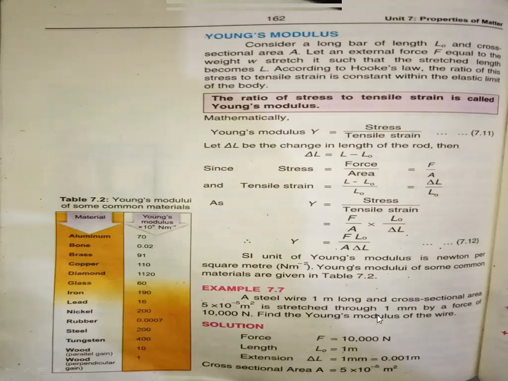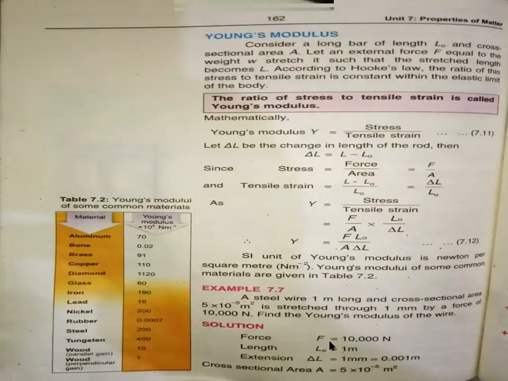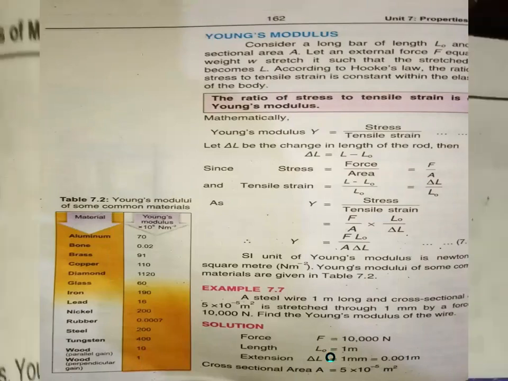Now I'm going to find the Young's modulus, which is capital Y equal to F L naught divided by A delta L. I will use this formula 7.12 in my example 7.7. The value of F is 10,000, L naught is 1 meter, delta L is 0.001 meter, and area is 5 into 10 power minus 5.